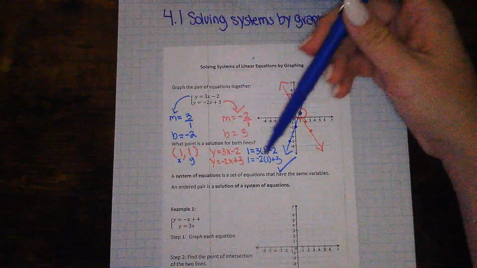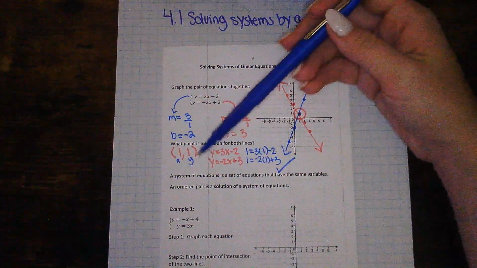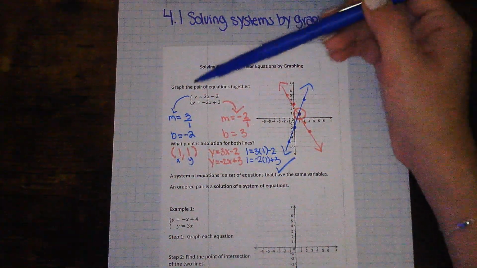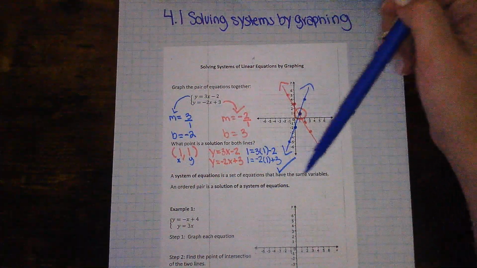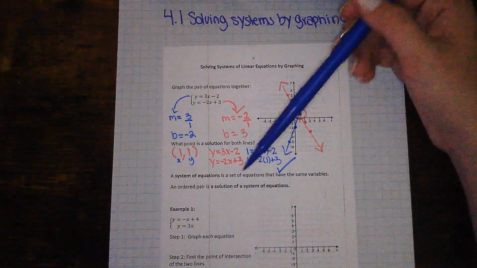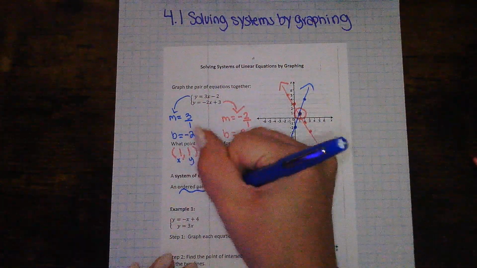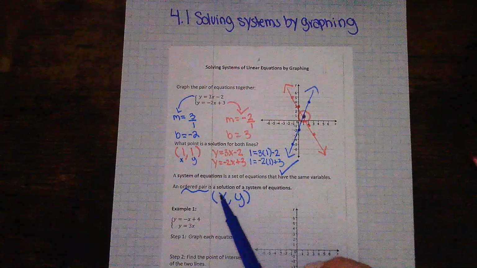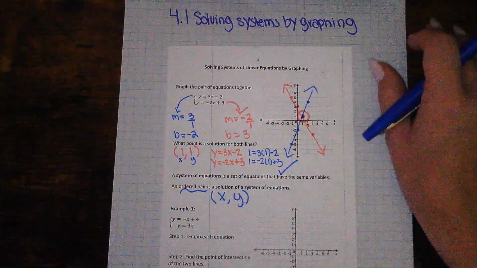Right here is just a quick reminder of what a system of equations is. We should have this information in our vocabulary page. It's a set of equations. That's what this little bracket right here means, the set of. It's a set of equations that have the same variables. Okay, and our solution is always an ordered pair. An ordered pair always looks like this, x comma y. So you're always going to have two numbers in your solution, an x value and a y value, when you're solving a system.